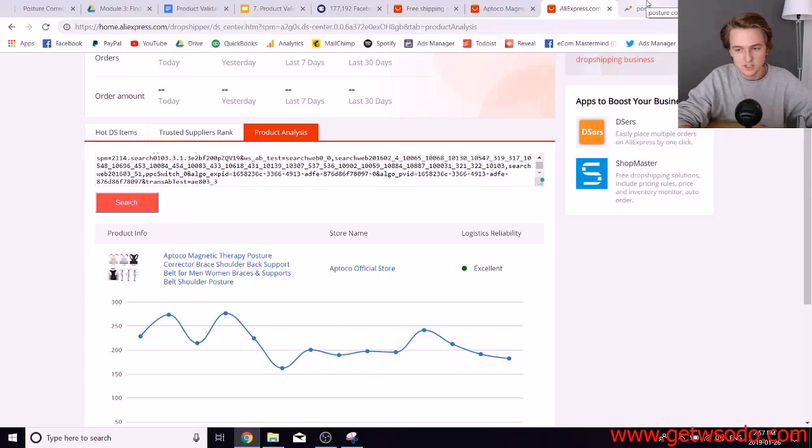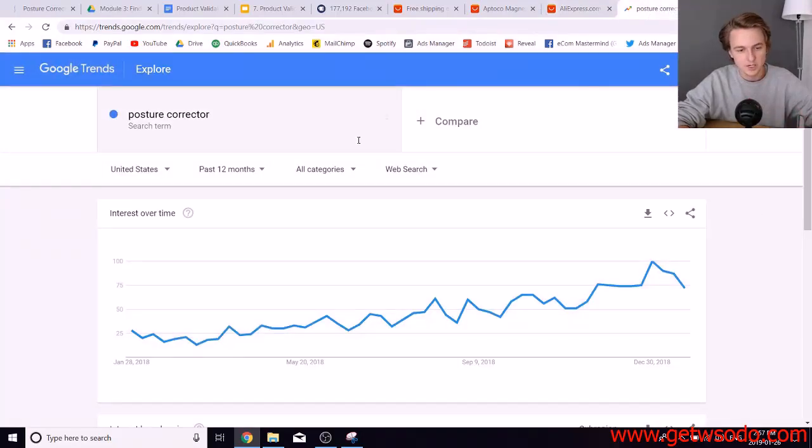Now another thing you could do is check the trend. So posture corrector in past 12 months in the United States. When I first got into it, this is what I was looking at. I was looking at July 21st. This is when I got into it. To me, it had been on an uptrend for 4 or 5 months. This is exactly when I decided to test it, during this little dip. And so I was like, okay, it's on an uptrend, and hopefully this uptrend will keep going.